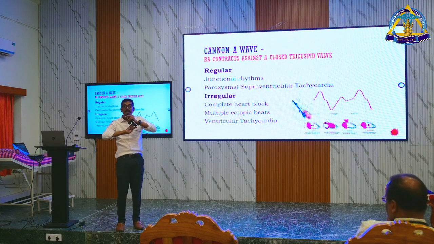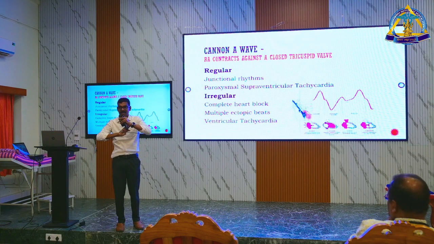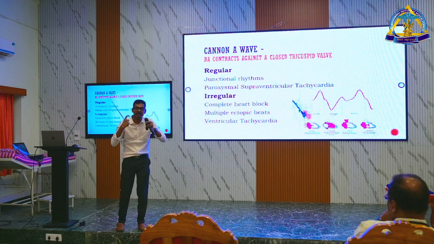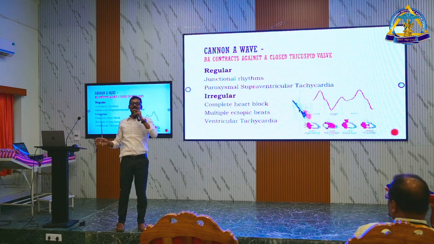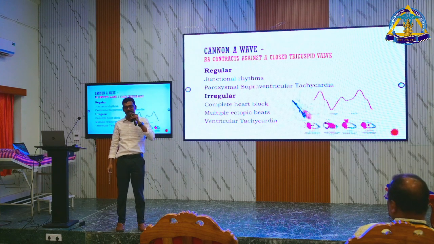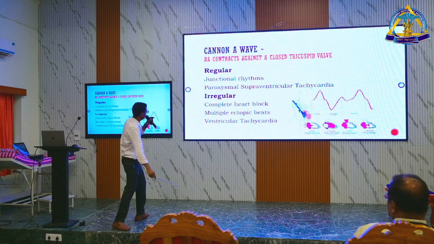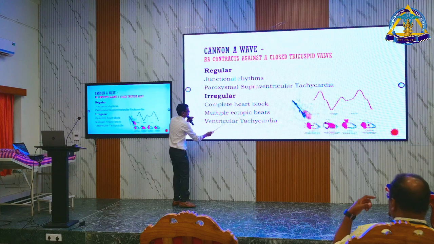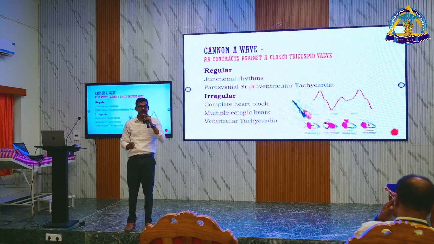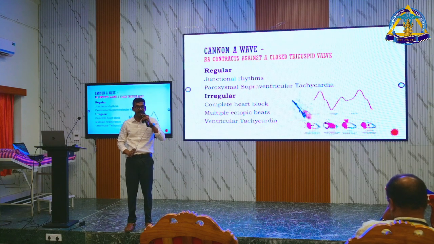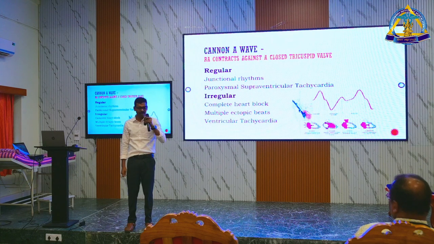In a casualty, a patient comes with tachycardia, a very high heart rate. You feel 150 per minute, BP is 100. Then you look and see something suddenly bulging out. If it's regular, you are happy: PSVT, give adenosine; junctional rhythm, digoxin. But if you have irregular cannon waves, you will think something is not good. Something is really bad happening. If it's a tachycardia, ventricular tachycardia. If bradycardia, complete heart block.